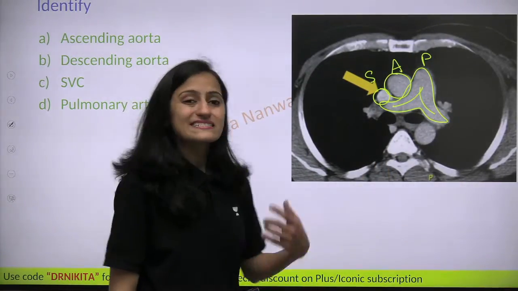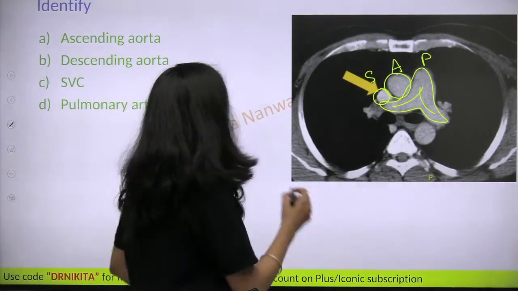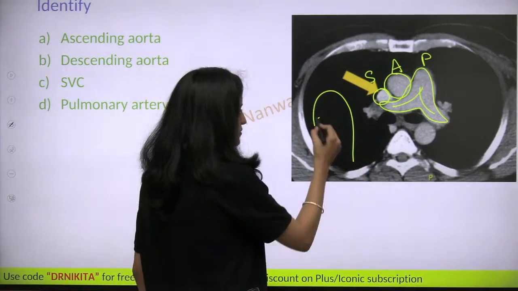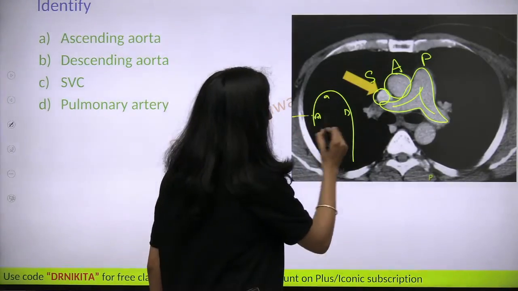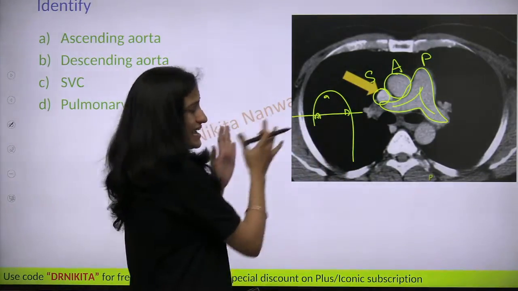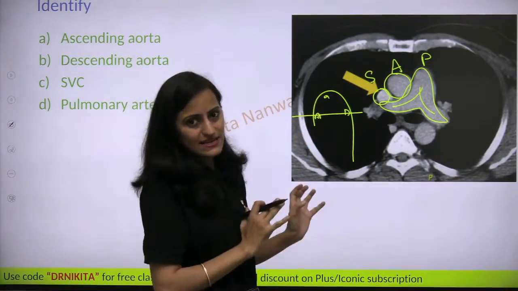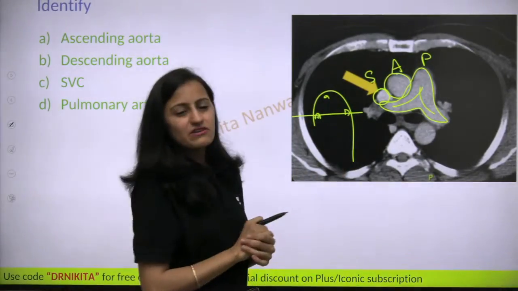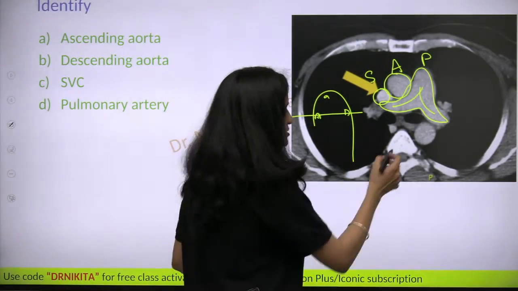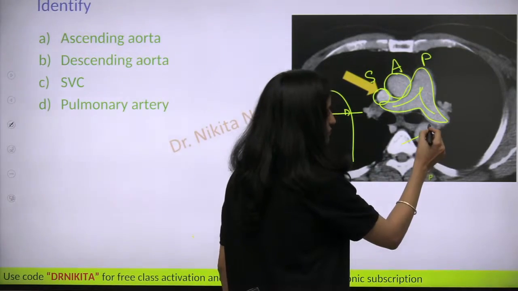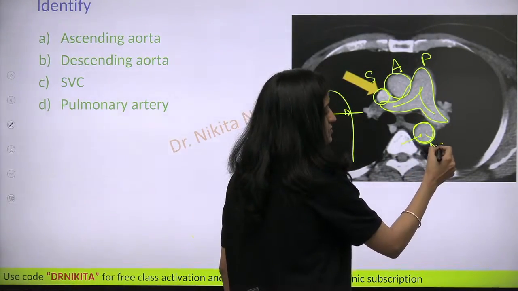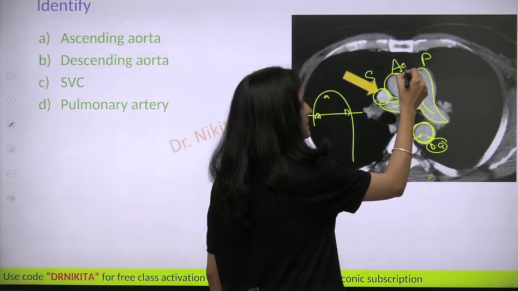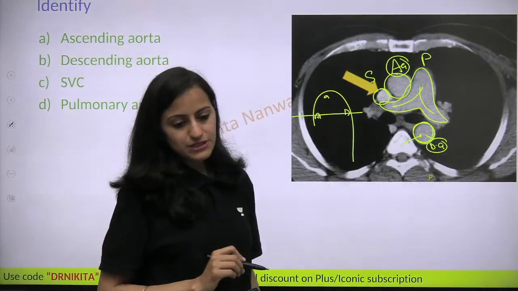Now, where is the descending aorta? See, the aorta is located like this. You have the ascending aorta, you have the arch, and you have the descending aorta. So when I take an axial section, anteriorly we will have the ascending aorta, posteriorly we will have the descending aorta. So this one which you see to the left of the vertebra, that is the descending aorta. Okay, so this is the descending aorta. This is the ascending aorta.